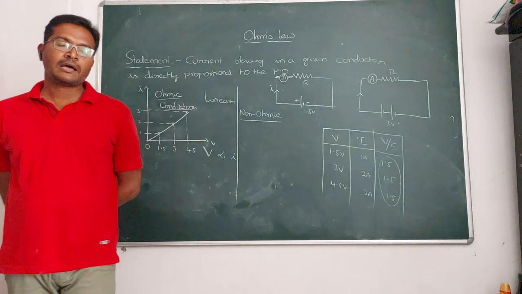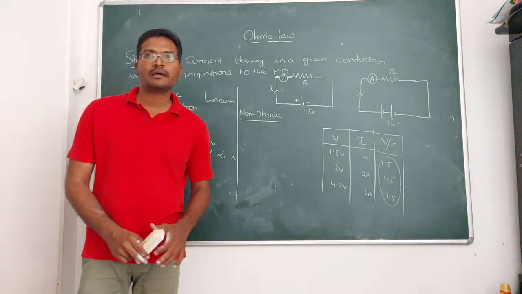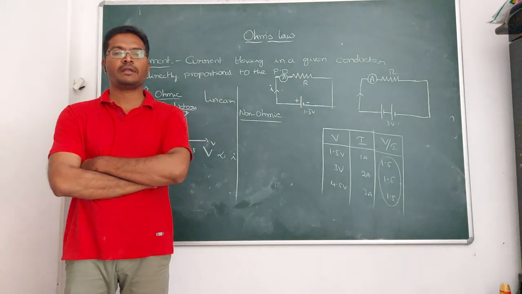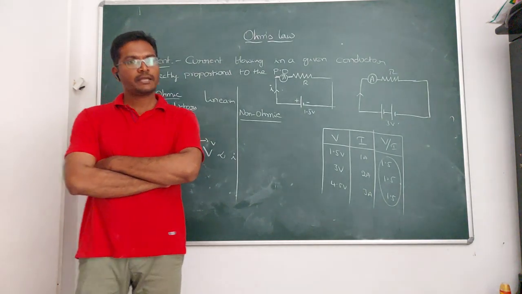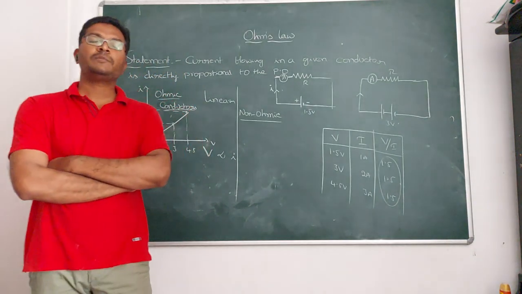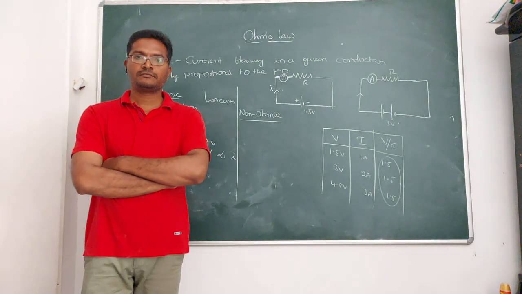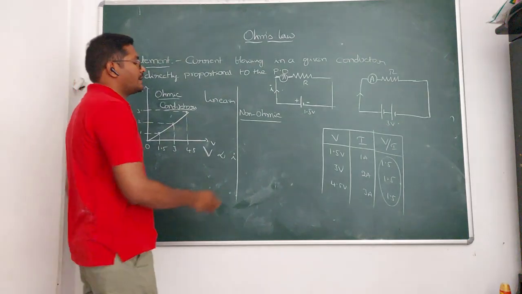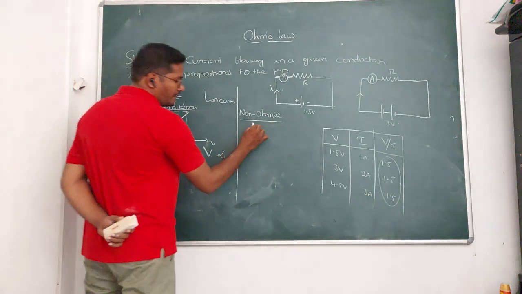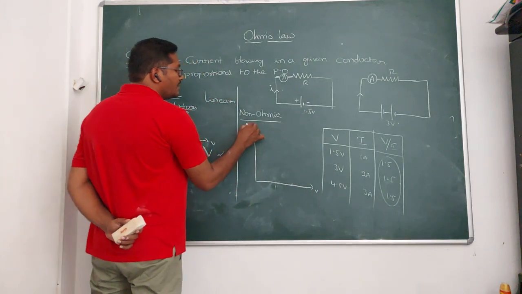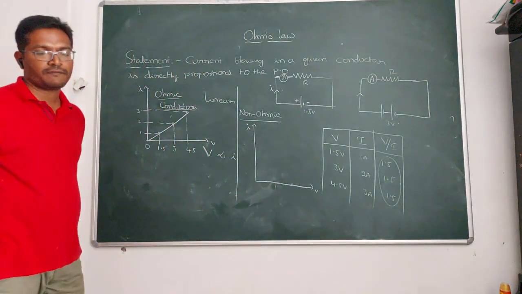Sir, are there any conductors which do not obey Ohm's law? Yes, there are some of them: semiconductors and gaseous conductors. Semiconductors are nothing but germanium and silicon. For non-ohmic conductors, if you take the graph between V and I, you are not getting the same graph.